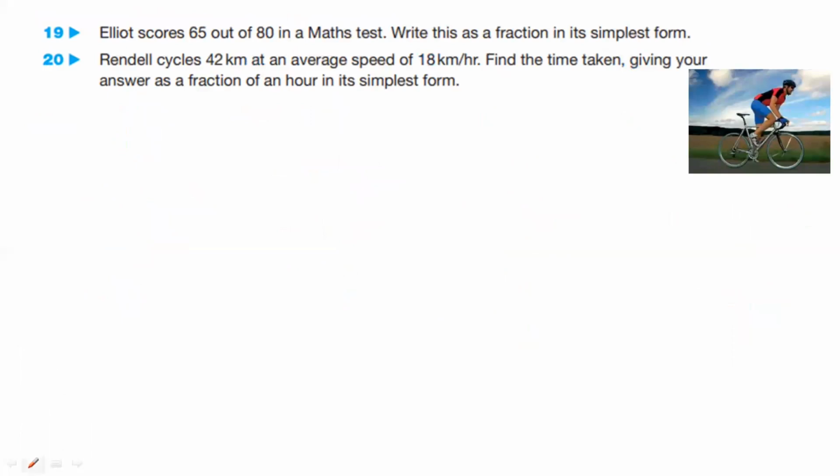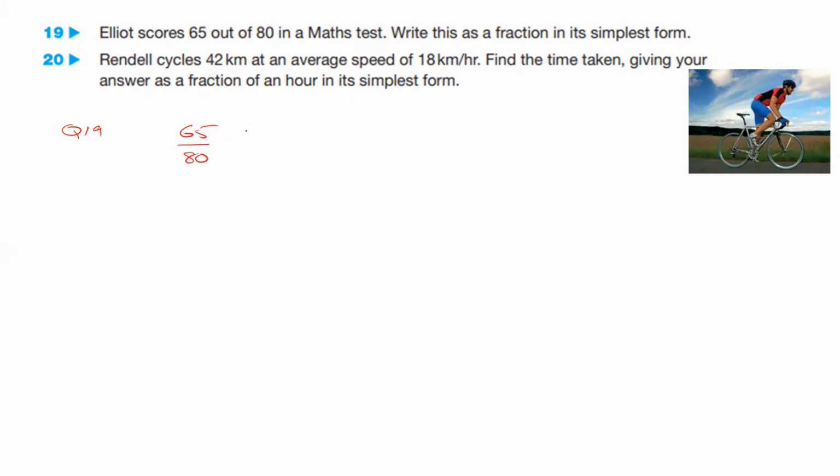Next 2 questions, the last questions of the exercise. Elliot scores 65 out of 80 in a maths test. Write this as a fraction in its simplest form. So we write the fraction like question 19. Elliot scores 65 out of 80.